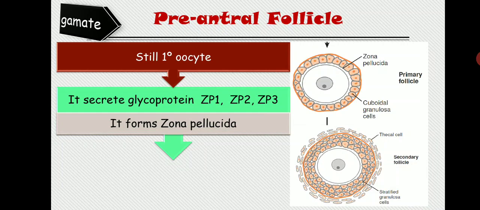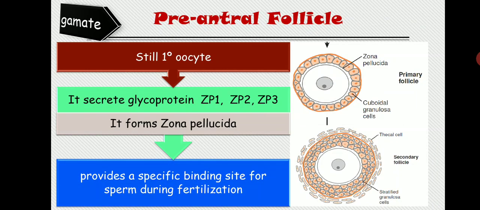Yes, so zona pellucida is not present in the primordial follicle, but it is now present in the pre-antral follicle because the oocyte starts secreting the glycoproteins ZP1, ZP2 and ZP3. So now the oocyte will be surrounded by a thick layer known as the zona pellucida. That zona pellucida, if you know, provides a surface for sperm binding during fertilization. Again, we are going to discuss it in detail when we discuss fertilization. This is all about the gametes. So the only difference taking place in the pre-antral follicle is the formation of the zona pellucida.